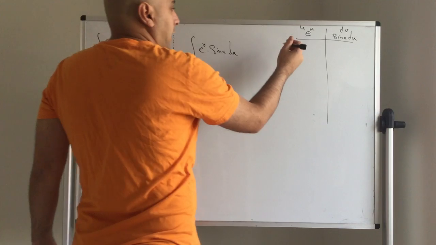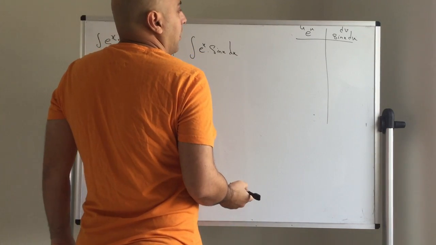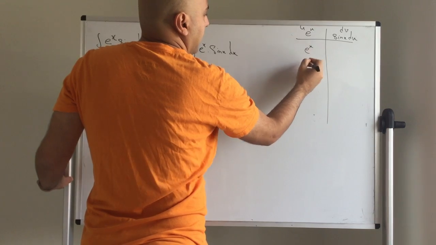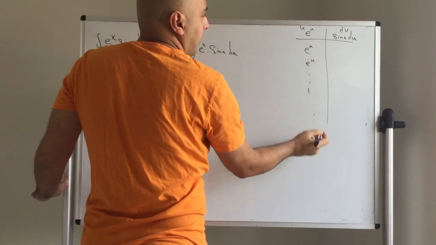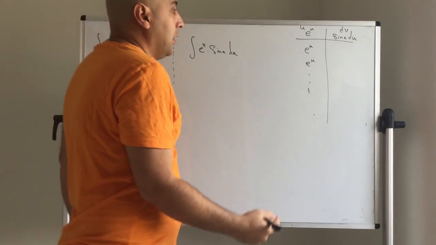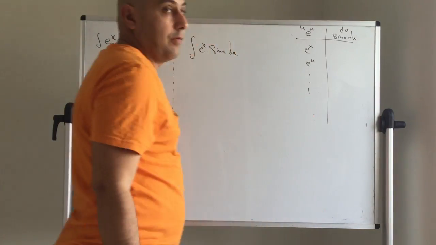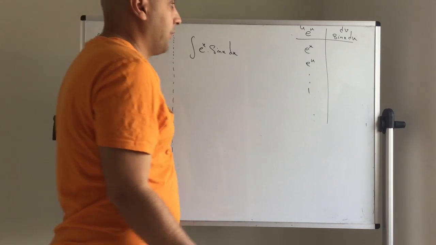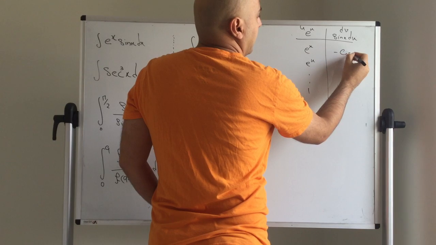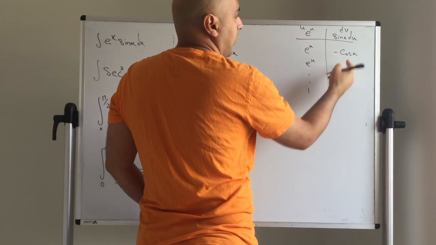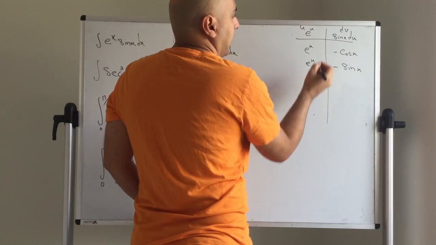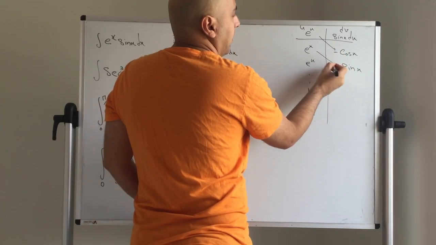On the left side I have to compute the derivatives: e power x, e power x, e power x. It will never stop. On the right side I have to find the integral. So the integral of sine x is minus cosine x, and again one more time, minus sine x. So I will connect them.